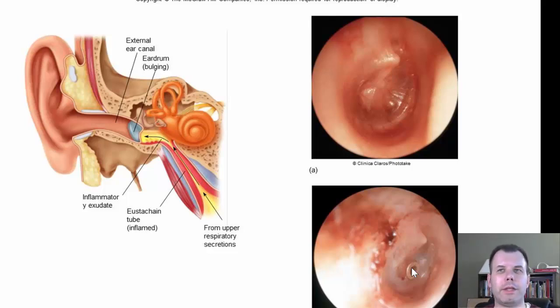Now, where hearing can be damaged is obviously long-term or chronic infections can damage the eardrum. It can also affect the hairs, the little sensing hairs on the outside that can listen to sound, and so that obviously leads to hearing problems.